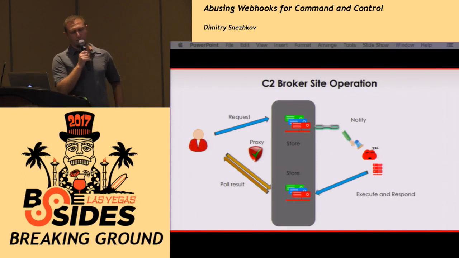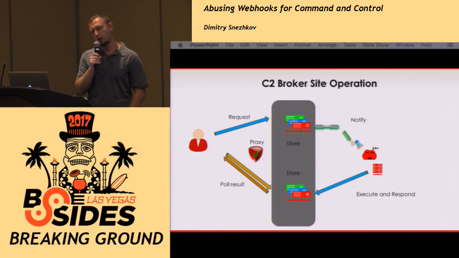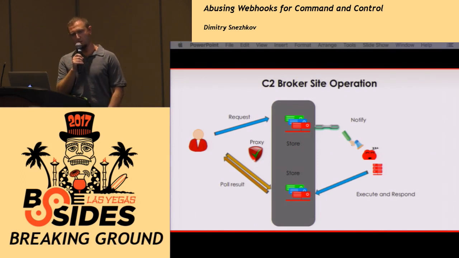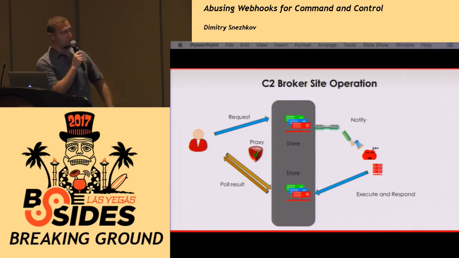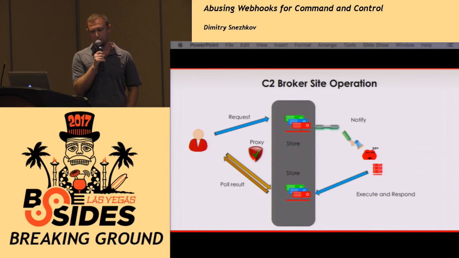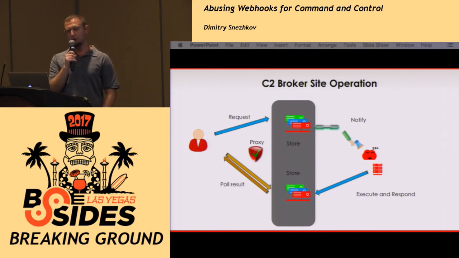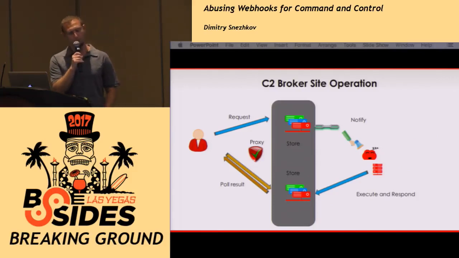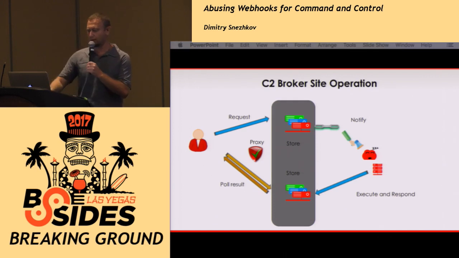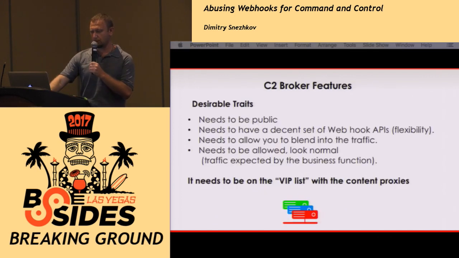We're going to go into details in this, but this is the general architecture for our technique here. We're doing a request to some C2 broker, which is going to store our request and forward it to the C2 on the other side. The C2 executes it, posts it back into the website, the C2 website, and then we're going to go and pull the result. How that works, we're going to see in a minute.